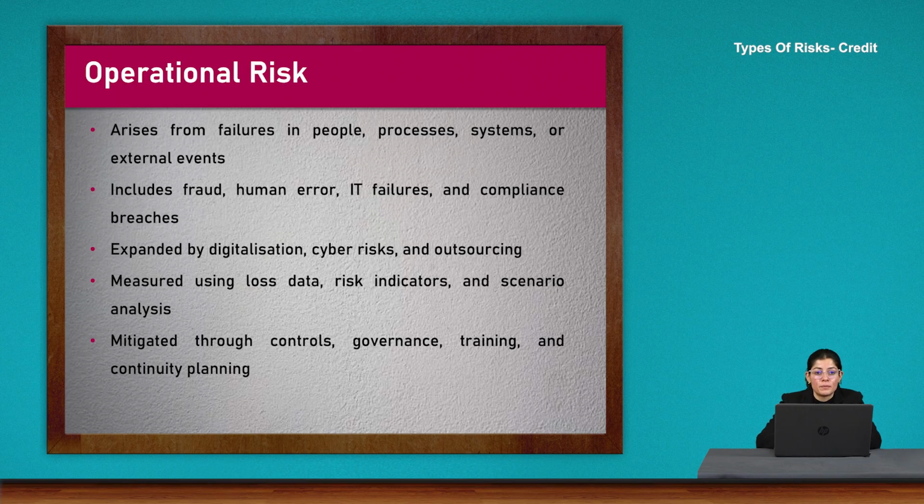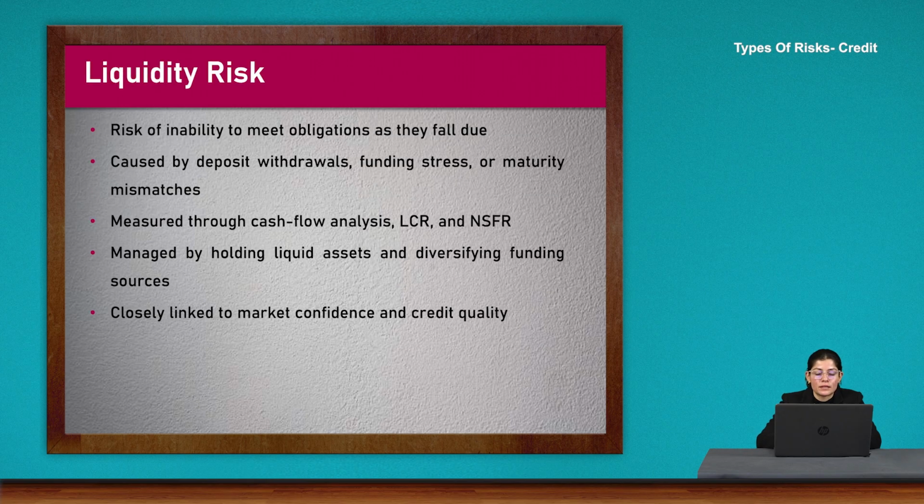Then we have robust access management, comprehensive incident reporting, and effective business continuity and disaster recovery planning. So strong legal compliance, continuous staff training, and a culture of internal control are equally critical, as many operational losses can be avoided through disciplined governance and procedures. Now let's move to another slide.